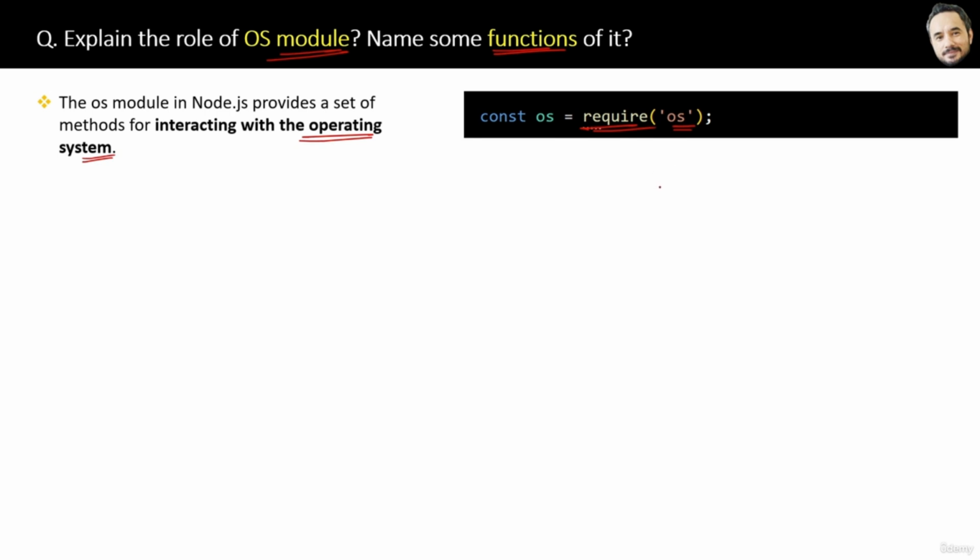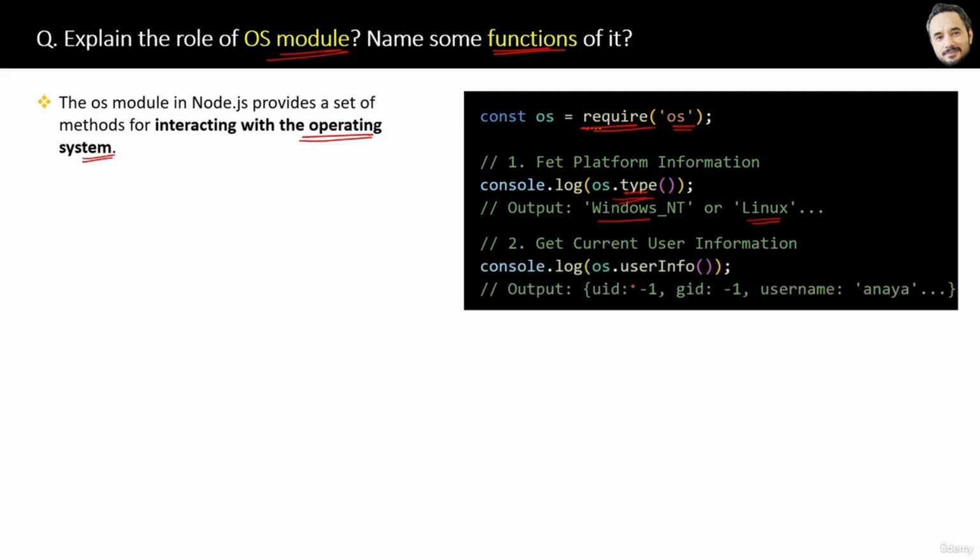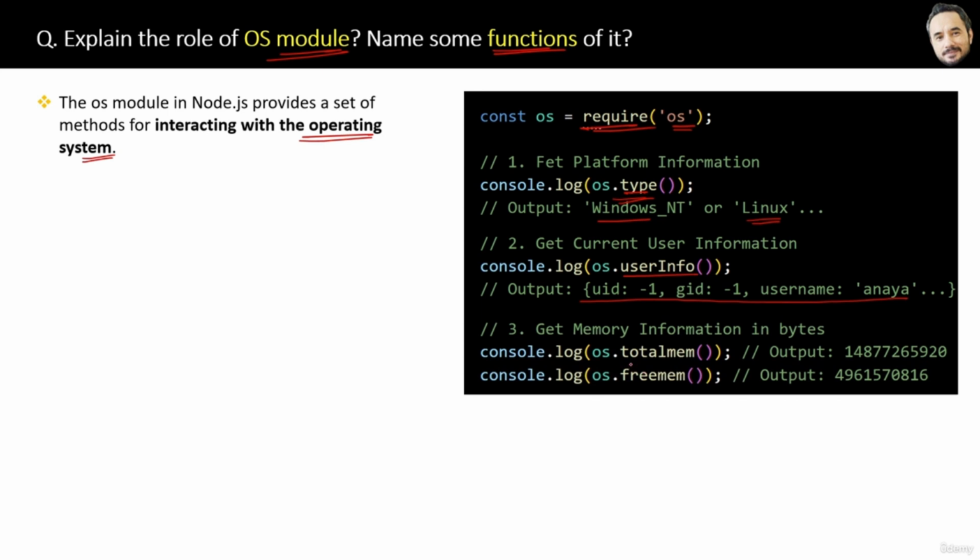Then we can use the type method of the OS module, which will provide the type of the operating system on which your Node application is running. Then you can get the user information of the operating system by using the userInfo method of the OS module. Okay, so like this will be the output. Also you can get the memory information of the operating system in bytes using the totalmem method, which provides the total memory, and the freemem method, which will provide the memory that is available in your operating system.